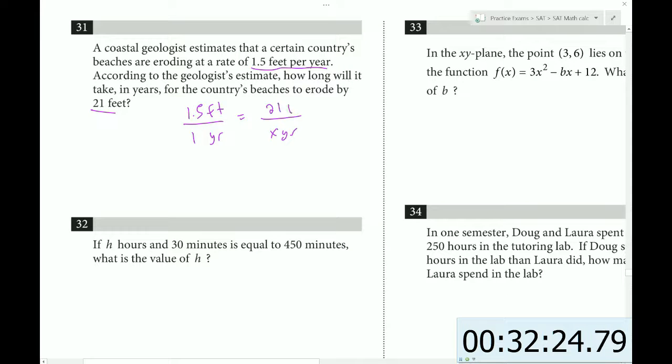21 feet. So we cross multiply, we get 1.5x equals 21, and then we can realize that 1.5 is really 3/2. So we now want to multiply by the reciprocal, 2/3, on both sides. And that would cancel this out. And 21 over 3 is 7. 7 times 2 is 14.